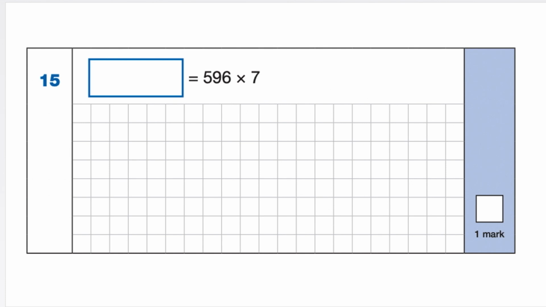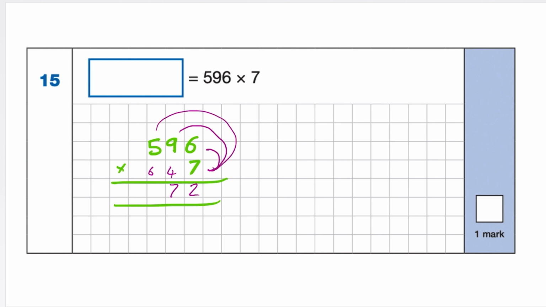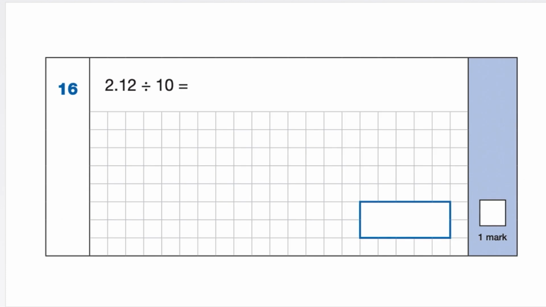Question 15, there's no real trick to this, it's just a multiplication question. 596 times 7, so we're just going to work it out in columns. Where do I start? I start at my smallest value. 7 times 6 is 42. Then I do 7 times 9, 7 nines are 63, plus my 4, 67. Then 7 times 5, 7 times 5 is 35, plus my 6, 41. So my answer is 4,172.